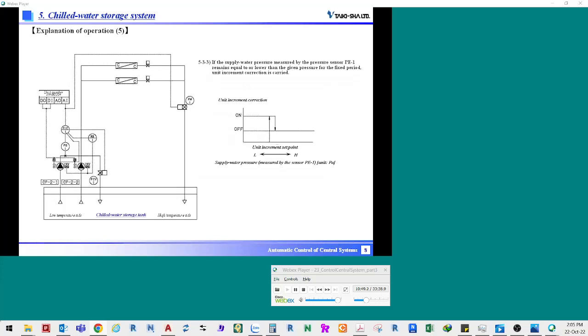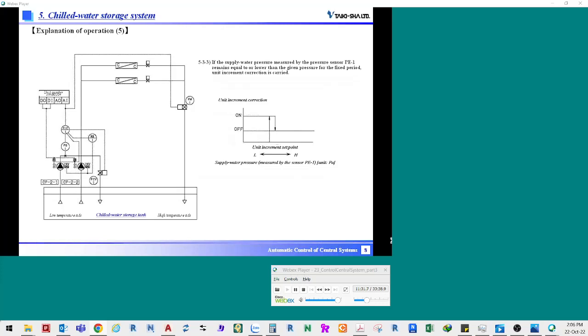Next, unit increment correction based on supply water pressure will be explained. If an operating pump has a problem and cannot operate as stipulated, the supply water pressure drops. When one secondary chilled water pump is in operation, if the supply water pressure remains equal to or drops below the pressure set for unit increment for the fixed period, a unit increment request is issued to activate the inactive secondary chilled water pump.